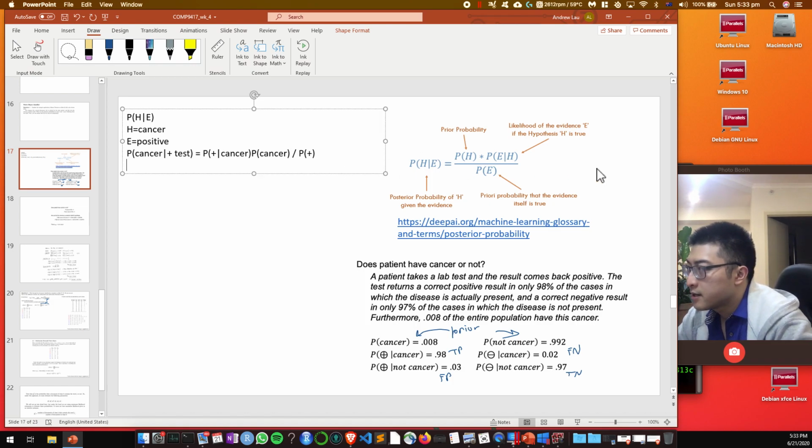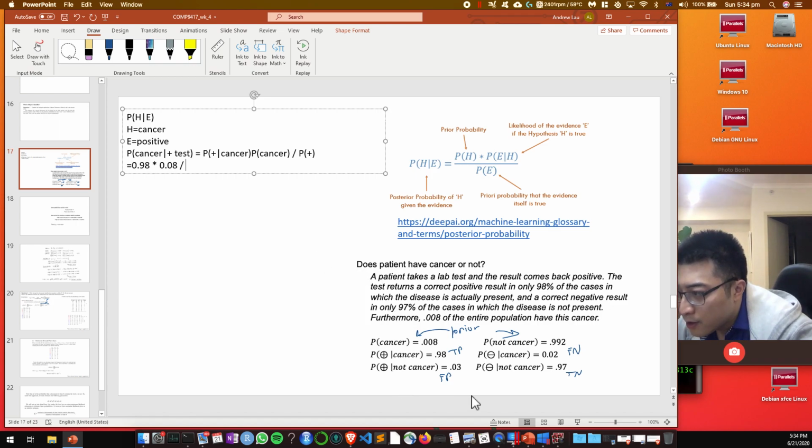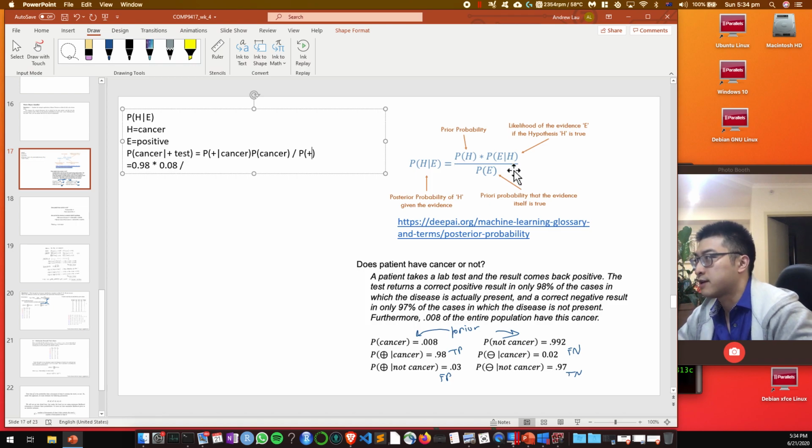Now, what we do is we just plug it in to get the result. So, what is the probability of positive given cancer? It's 0.98. Now, the prior for cancer is 0.008. And then we want to divide it by the probability of it being positive. Which requires one extra step, the probability of positive.